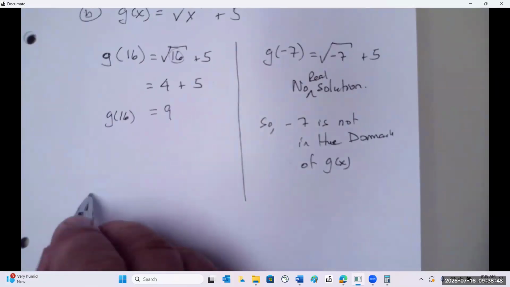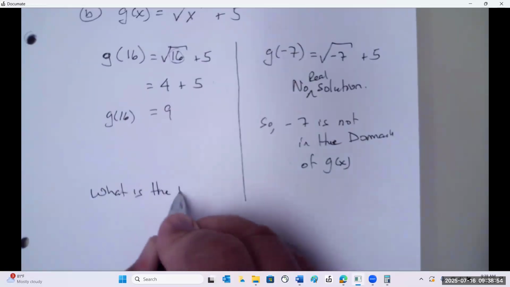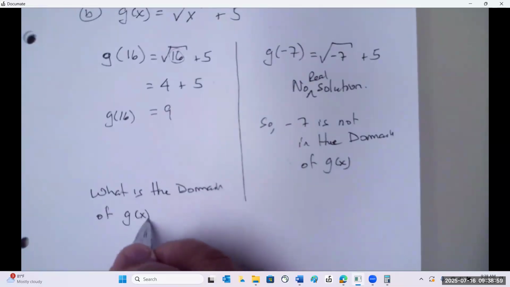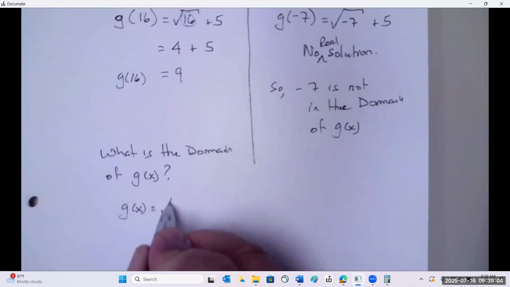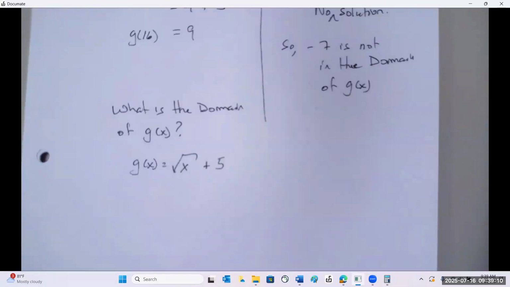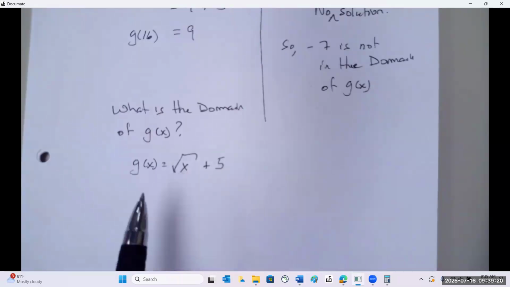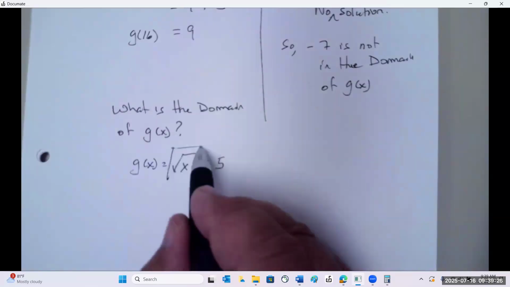Let's go one step further. What is the domain of G of x? Remember, g of x is equal to the square root of x plus 5. When you're asked to find the domain of a function, do we care about 5? No, it doesn't change anything. Since the domain deals with the x values, we only look where the x value is. It's inside this function.